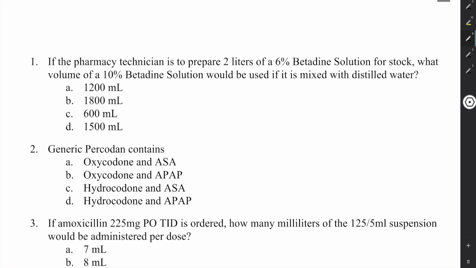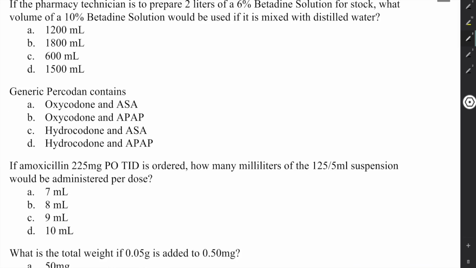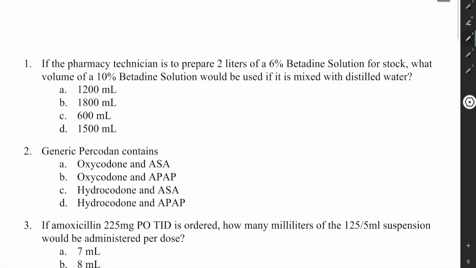So the first question says, if the pharmacy technician is to prepare 2 liters of a 6% betadine solution for stock, what volume of a 10% betadine solution would be used if it is mixed with distilled water? The equation that we would use with this one is one that we've talked about in the class. Below I will put the place that you can find it in the book or the manual, where you can find exactly how to do this.